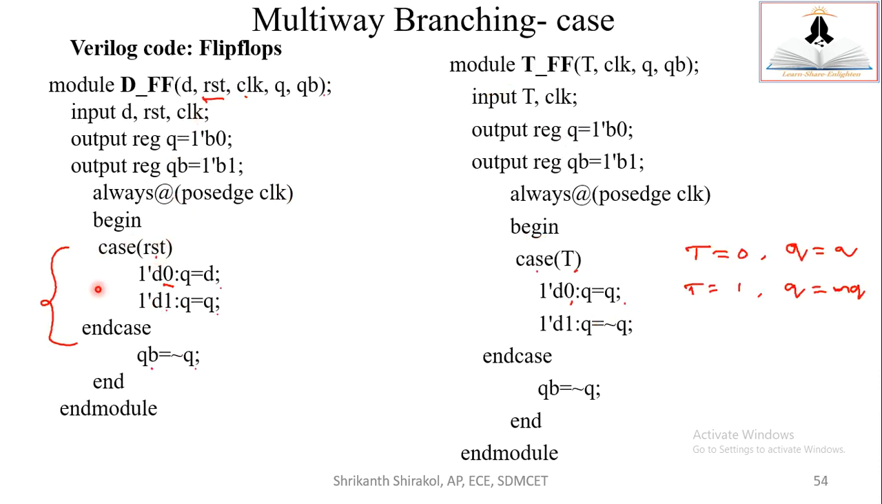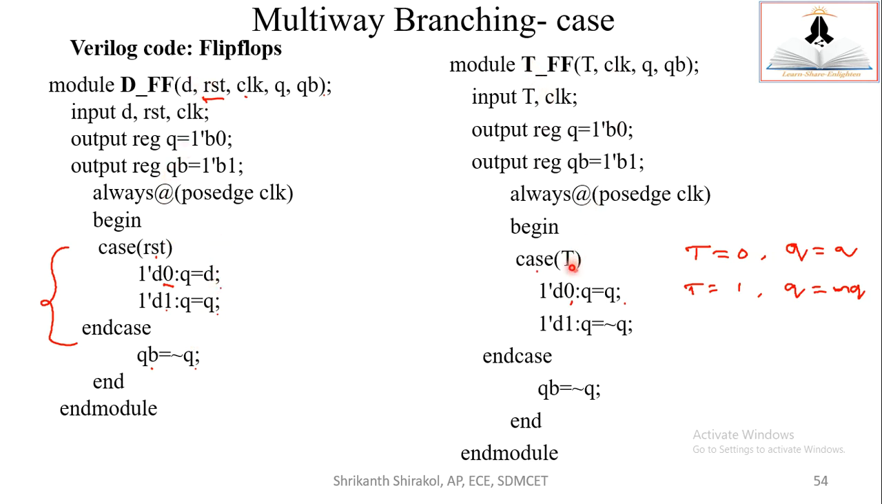And similarly, if I take the D flip-flop and T flip-flop, the D flip-flop is very simple. If you have a reset, it should follow the previous state if reset is 0, or else D. If reset is not considered in the D flip-flop, then Q is equal to D all the time. So in the D flip-flop it is preferred to have the reset.